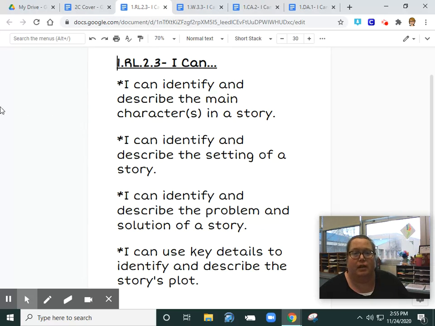We've touched on all of these things throughout the year. We're just going to do a little more focusing on those so that it gets easier for you to pick out those story elements. Okay, so that's one of our language arts standards that we're going to focus on.